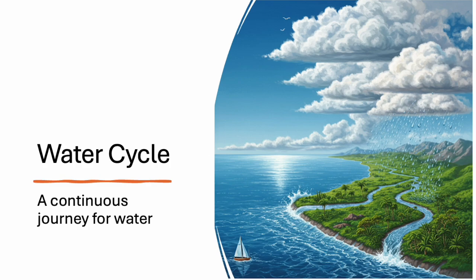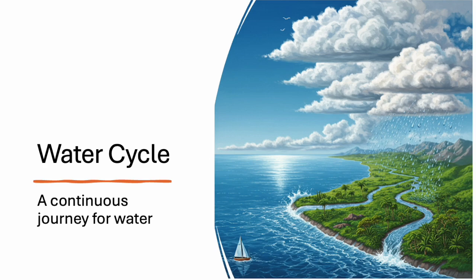The water cycle is a continuous, never-ending journey. The same water has been cycling around our Earth for billions of years. This cycle is super important because it makes sure we always have fresh water available for drinking, for plants to grow, and for animals to live. It moves water all around the planet.